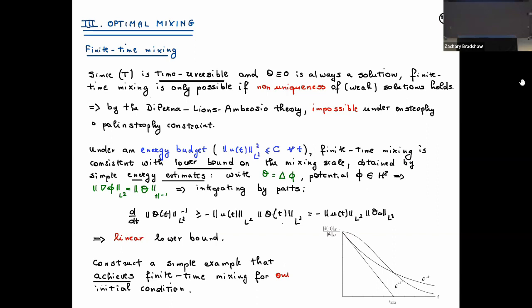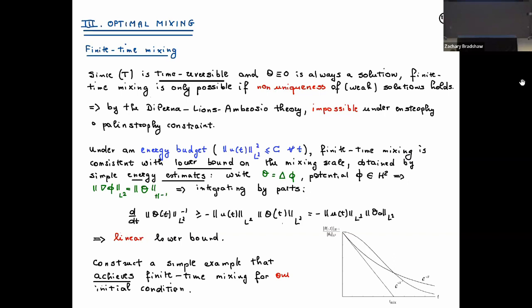But let me make one comment first. The transport equation is time reversible, and theta equals 0 is always a solution. So finite time mixing can only be possible if you have non-uniqueness of the solution, because you can reverse time and have the zero solution and the time-reversed solutions that are perfectly mixed. But depending on Ambrosio's theory, you know that this will be impossible if you have a Sobolev regularity. So let's look at what happens if you have an energy budget.